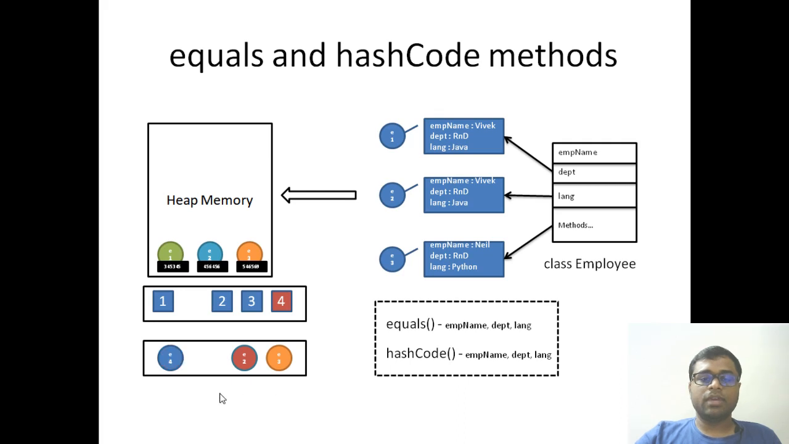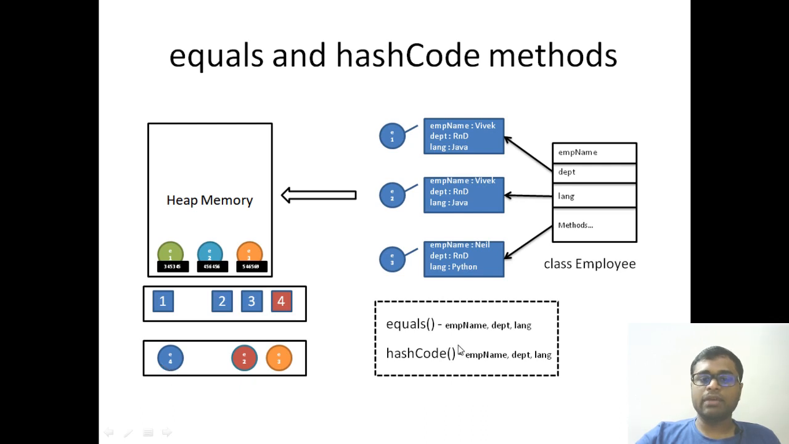Now let's say we have another object, E4. Let's say E4 has different values for employee name, department and language. Maybe employee name is, let's say, John, department is QA, and language is, let's say, automation in Java. So all these values are different from the existing ones in our set, and the same will be justified by our equals and hashCode methods. So ultimately the employee 4 object is going to be a unique object.